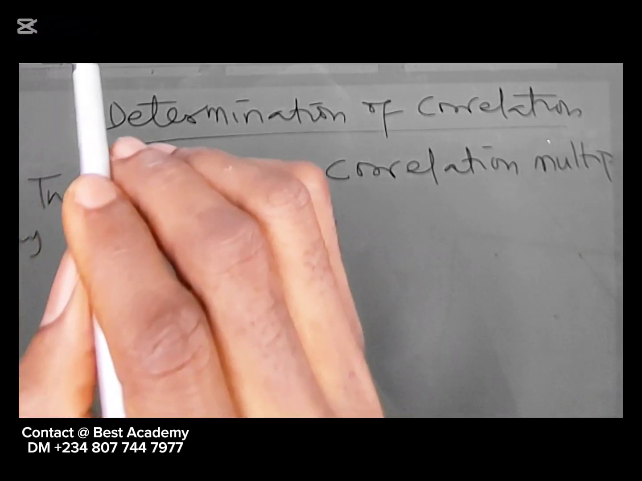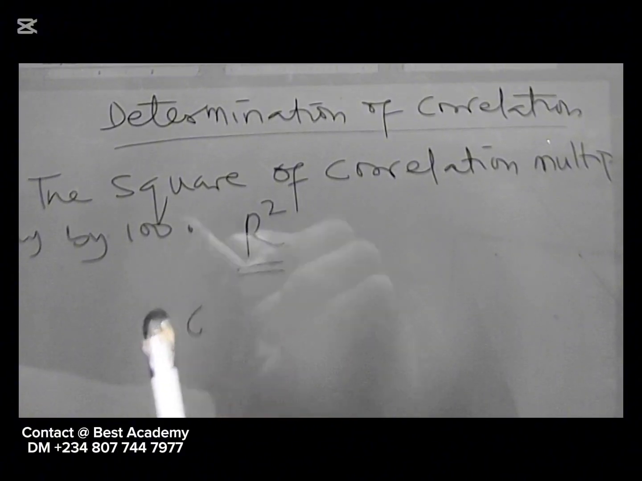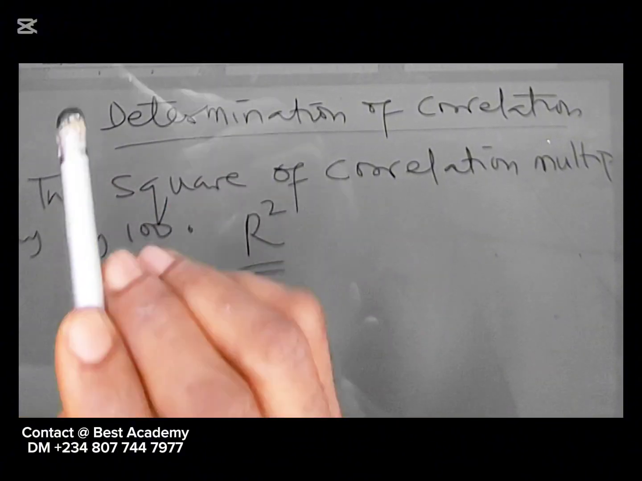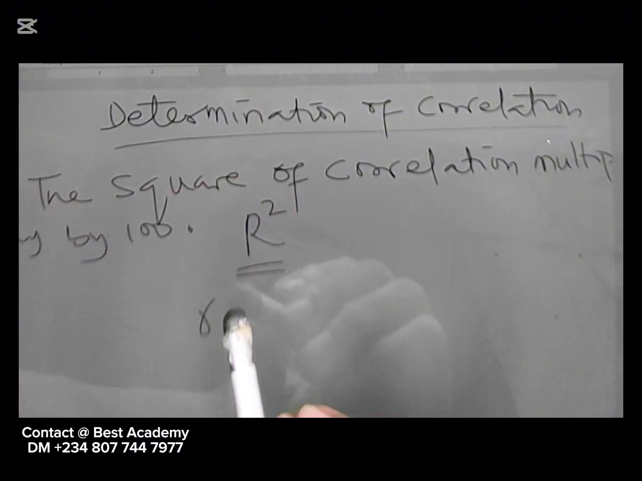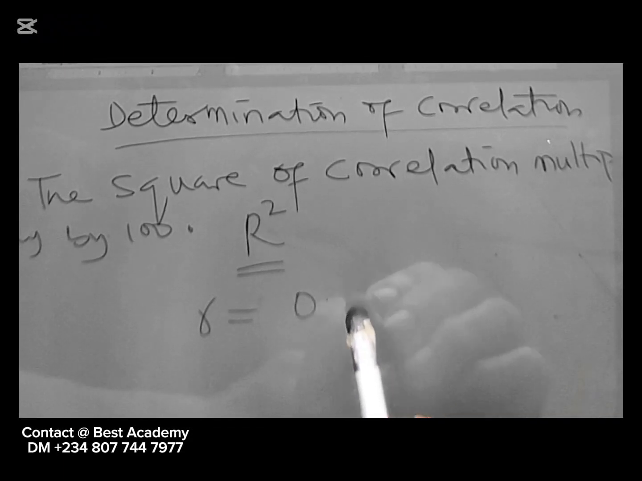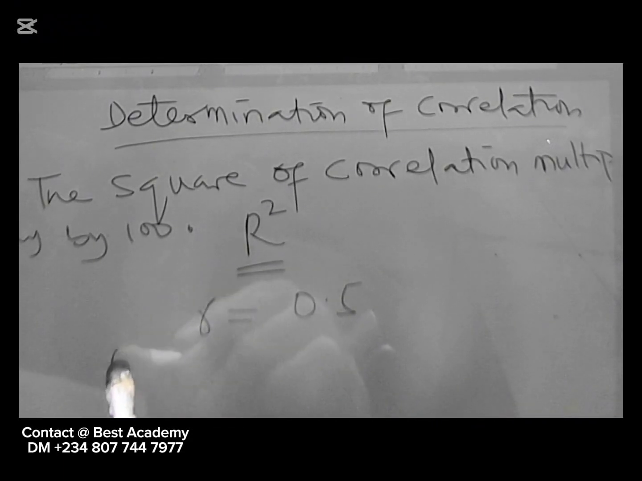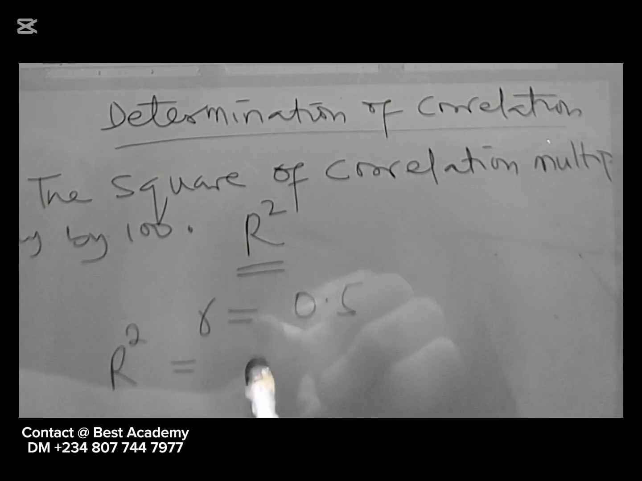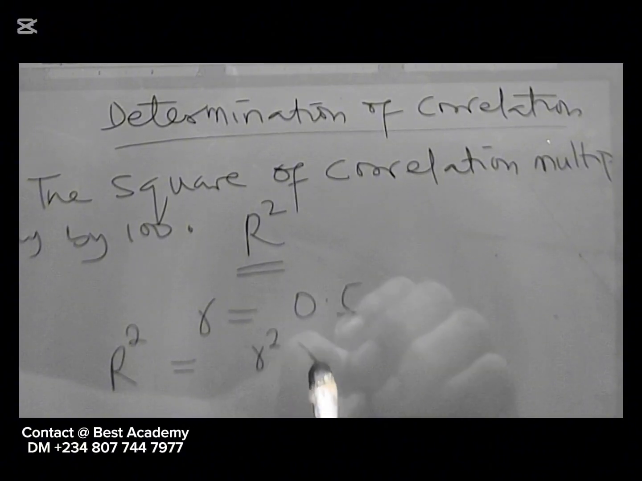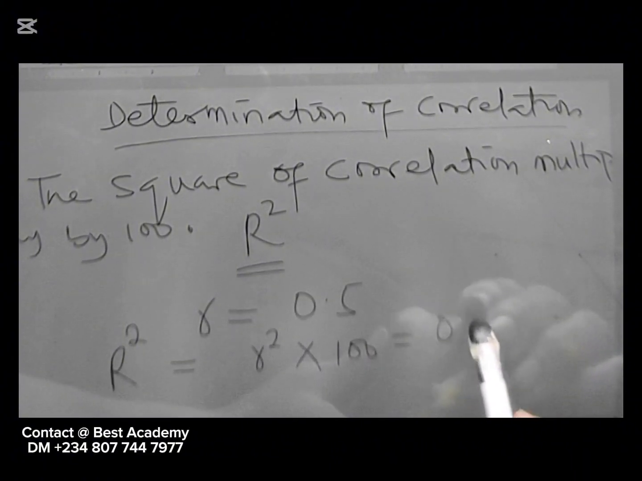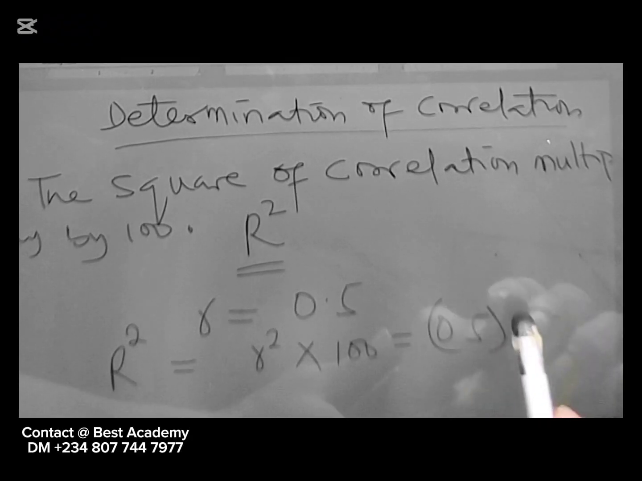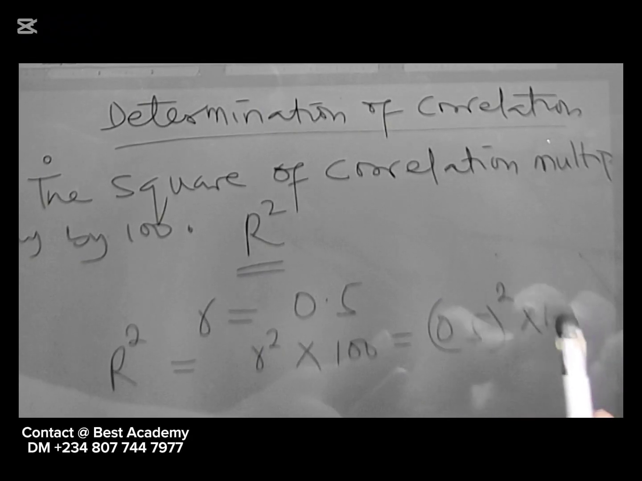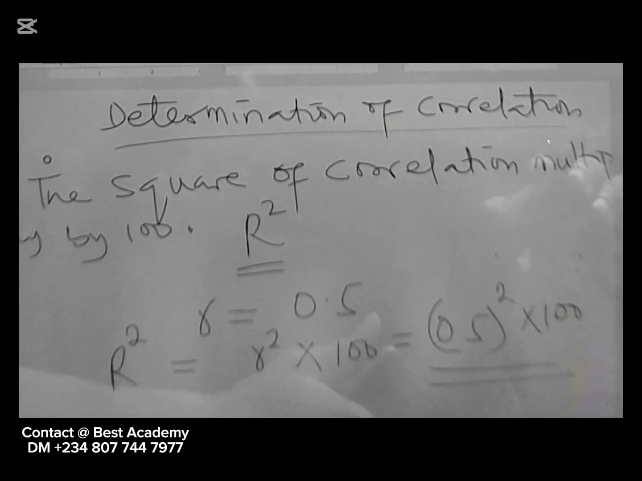So if I have my correlation, small letter r, to be equal to 0.5, that means the determination of correlation, R, will be equal to r squared times 100. Please take note, which is 0.5 all squared times 100. So this is how we determine the determination of correlation.